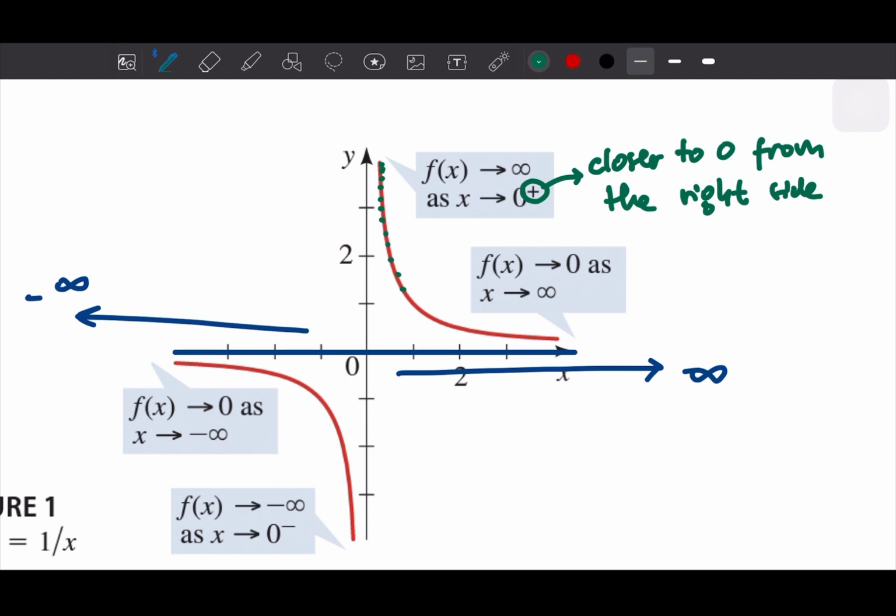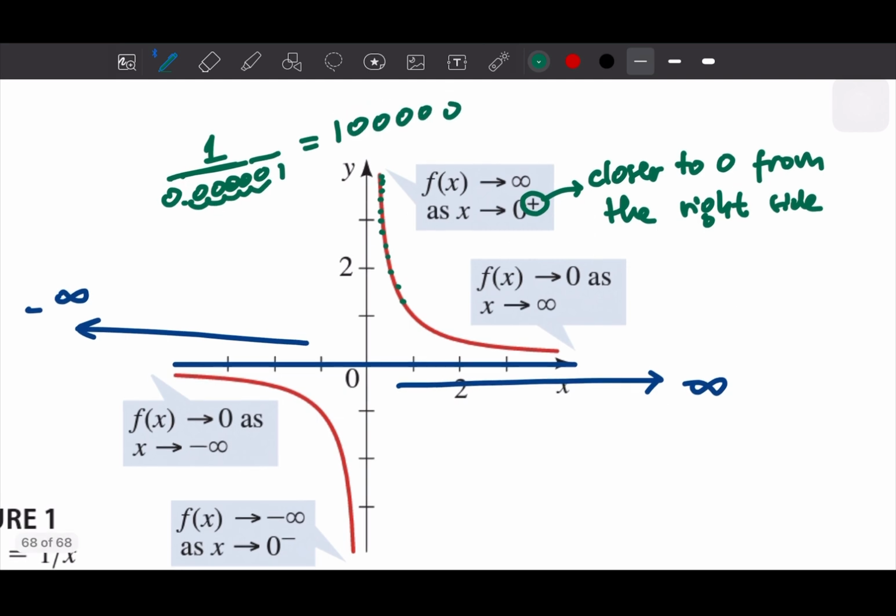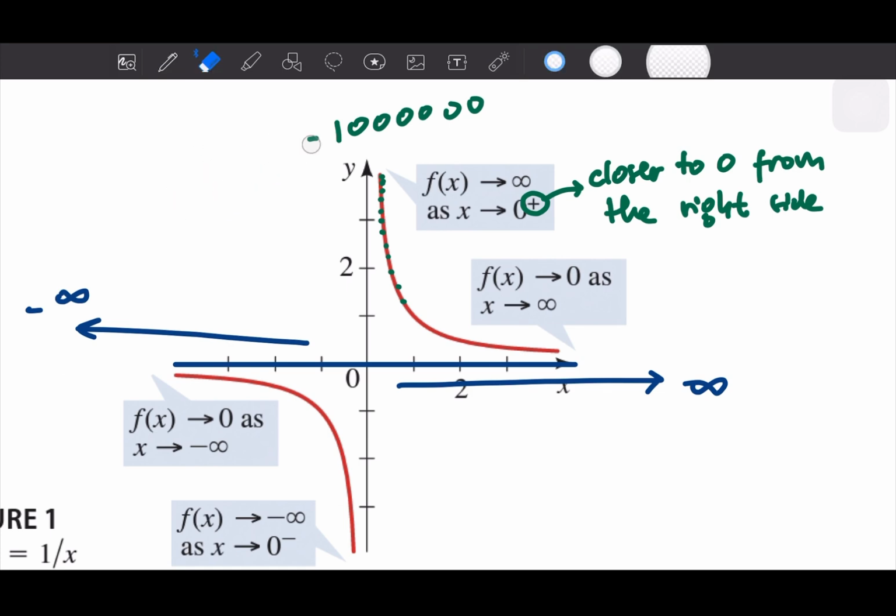And if you imagine 1 over, let's say, 0.000001, it is a big number, right? So imagine that if we take the decimals and take the zeros as much as we can, then we will have a function that is getting higher and higher, and we could say it's getting infinite, right? Okay, so I hope you get the idea.